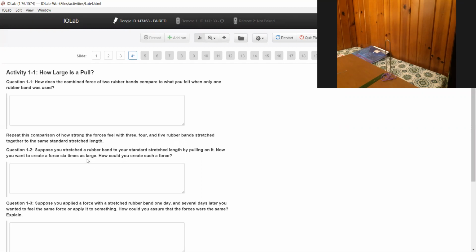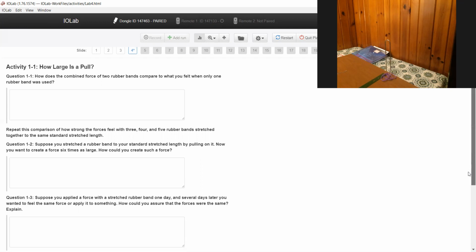Now, suppose you set the rubber band to your standard length by pulling on it. Now you want to create a force 6 times as large. How could you create such a force? We did it up to 5. So we were able to create around 5 times. Now if we want to create 6 times, you need to have 6 identical rubber bands, stretched to the same length. So that's the concept. The force could be scaled by using multiple rubber bands.